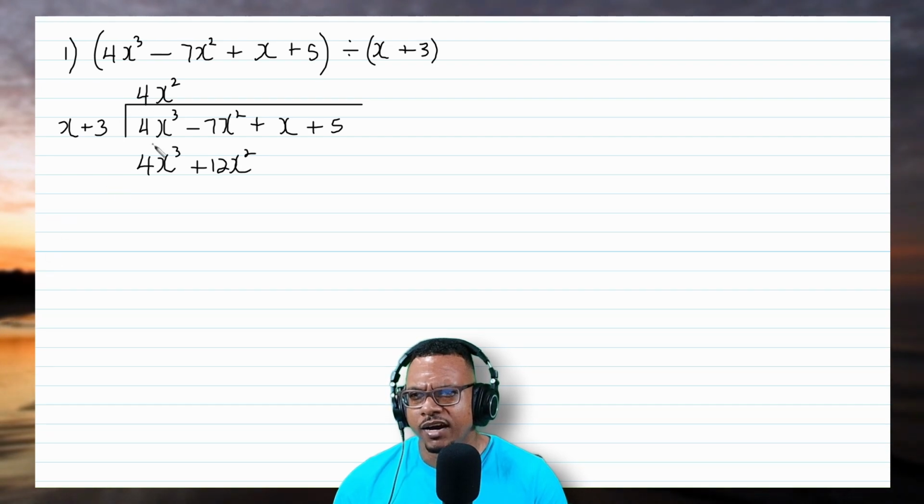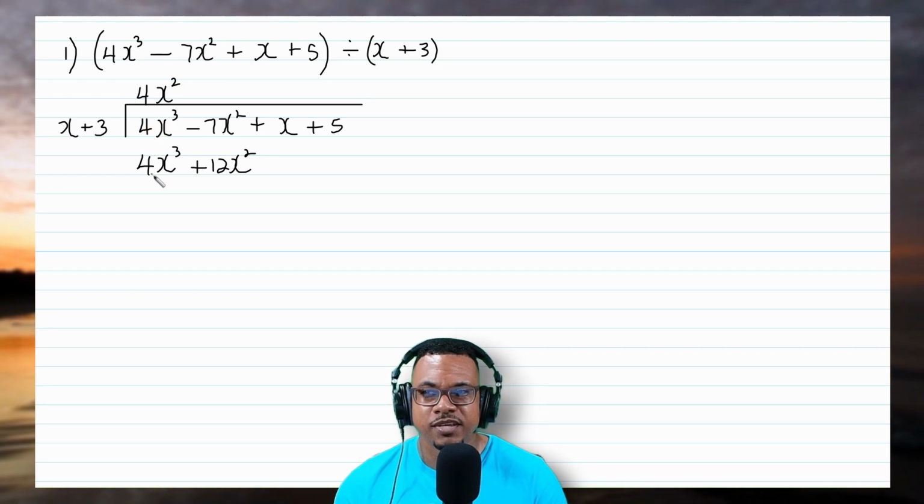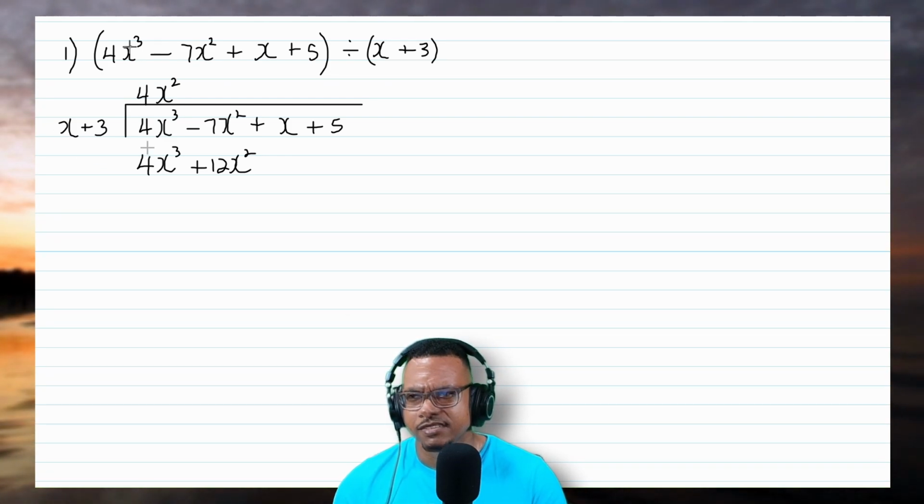Now notice, you have these two being the same. That must always happen. Right, so we have 4x cubed here and 4x cubed here. If you get these two being different, you do something wrong. So now we're going to subtract. So now we're going to have subtraction signs here and here.